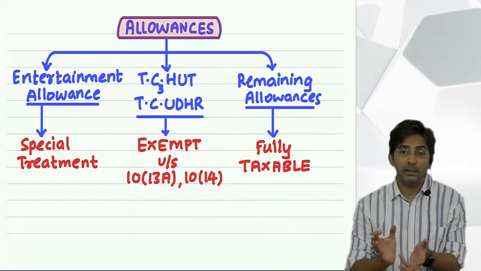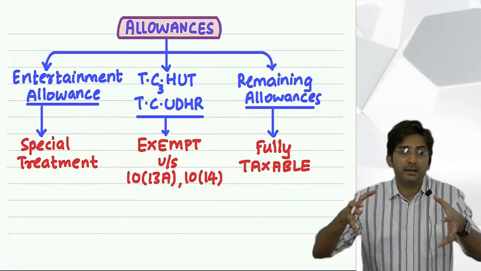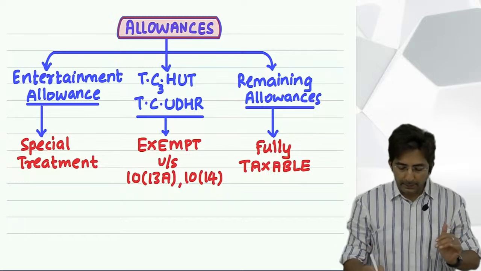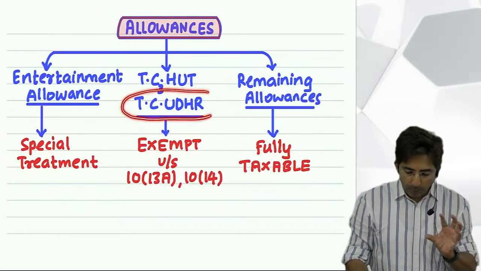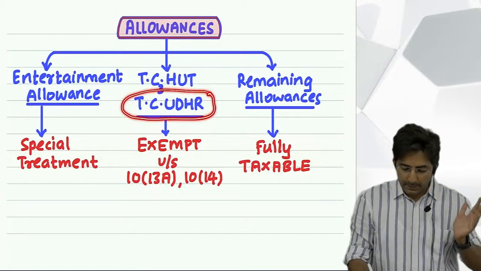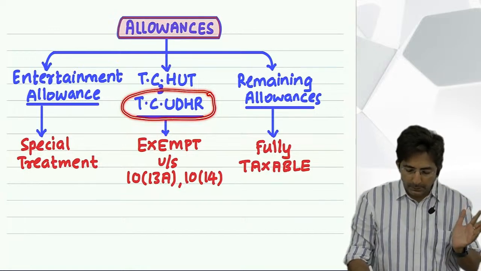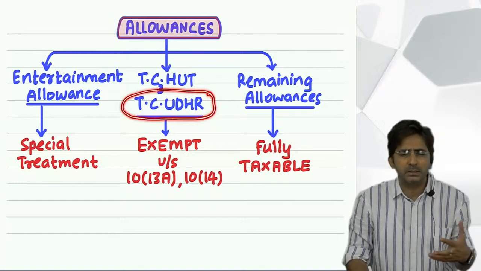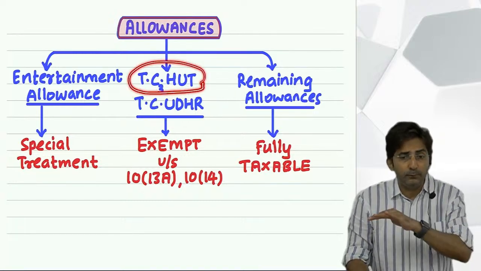And that would have sounded simple, but it would have created confusion. It is better to keep the group of TC Udhar separate, because these are allowances for office purpose. And these are not for office purpose. These are compensatory, personal type allowances. And here there are some fixed amounts.